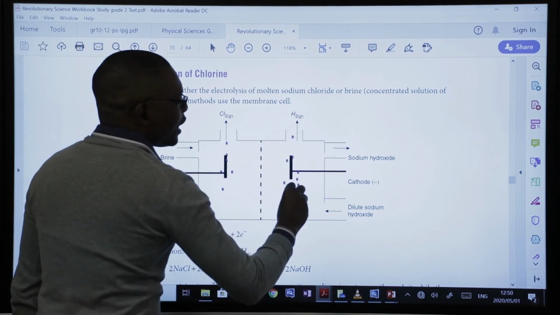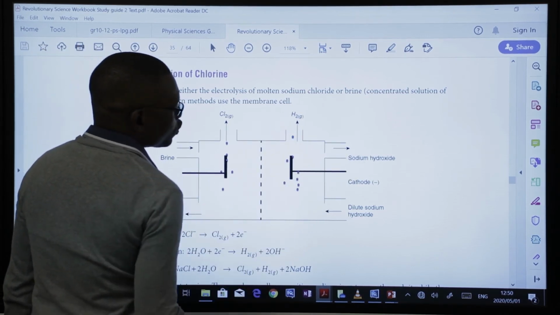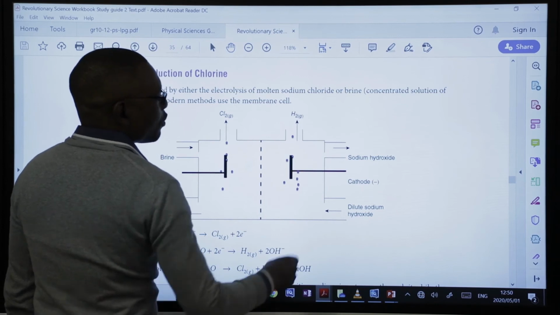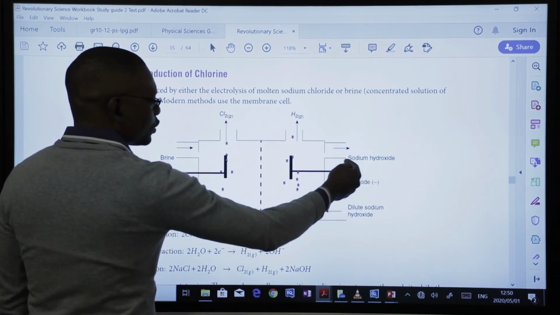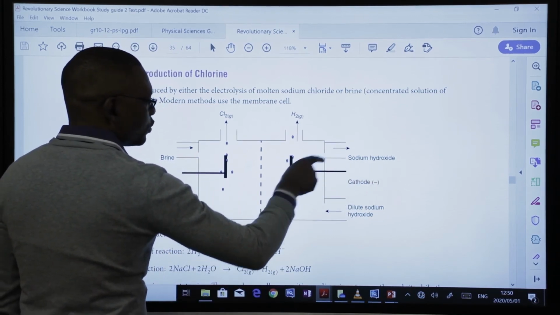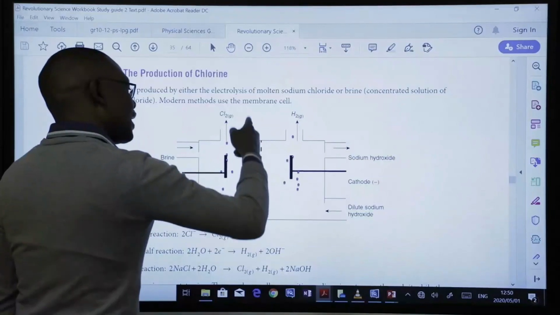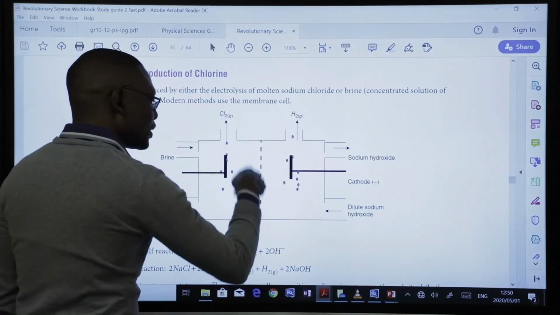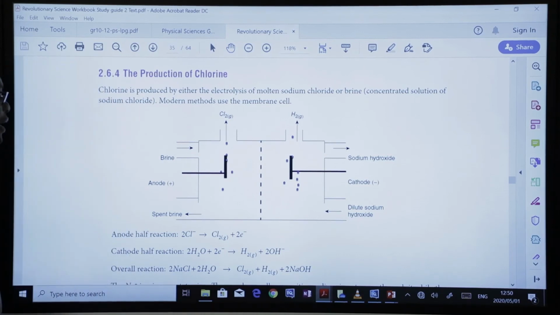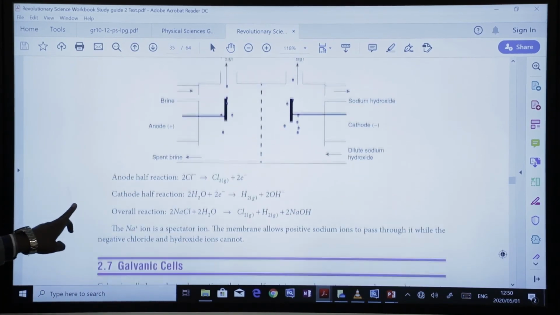And then on the other end, hydrogen is also given off as a gas, where you've got a sodium hydroxide solution which comes in there and goes that side. And this system is separated by a membrane like that. So let's explain this in detail.